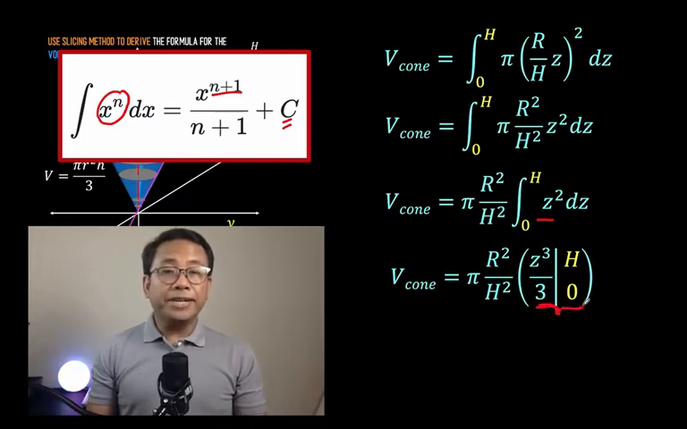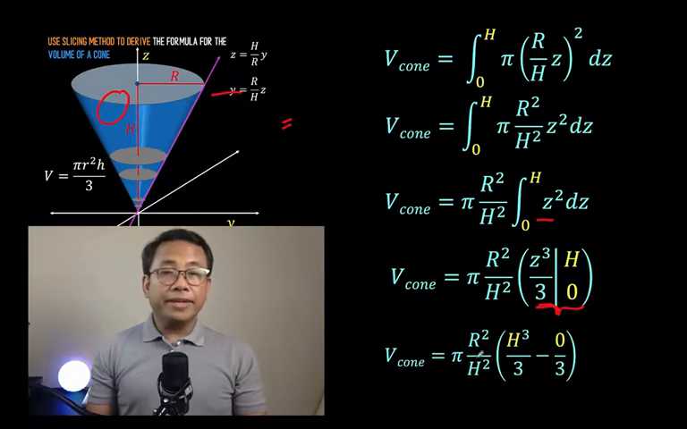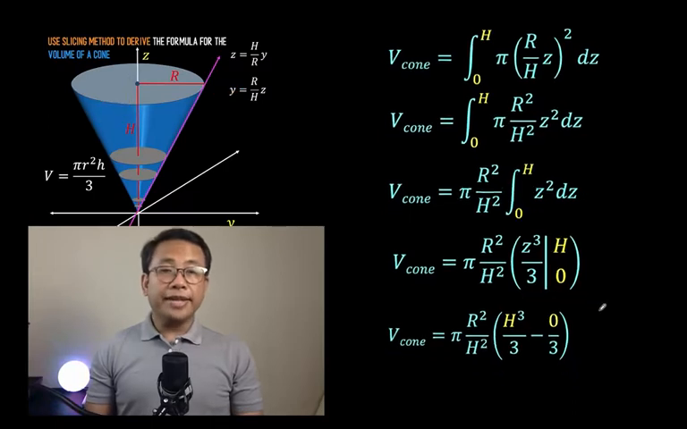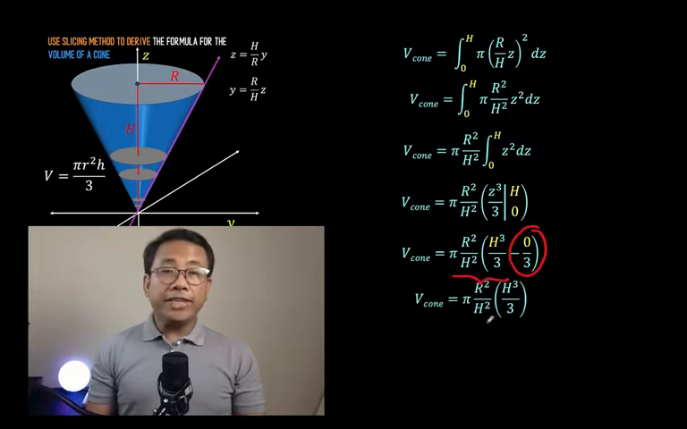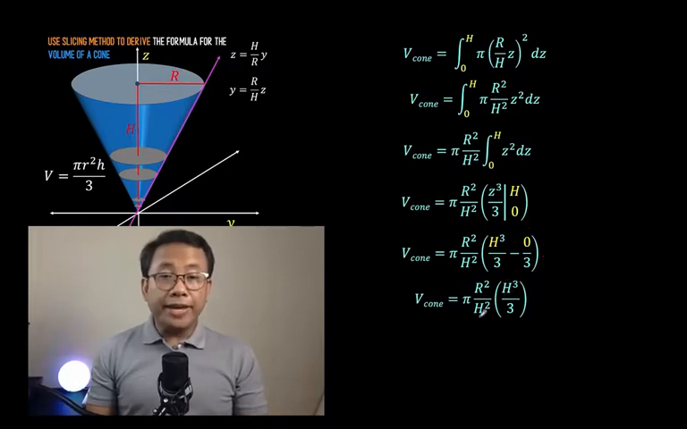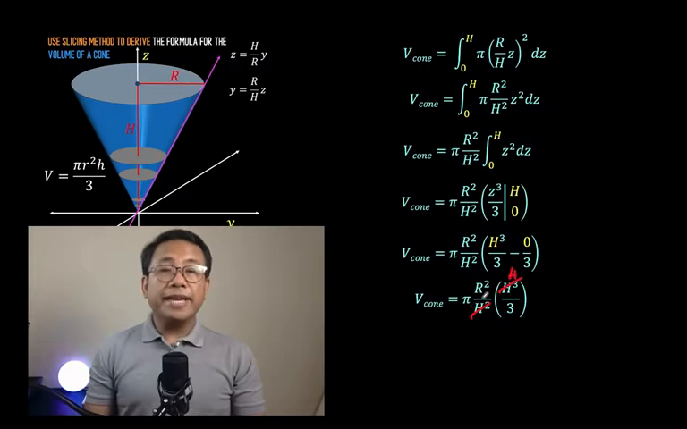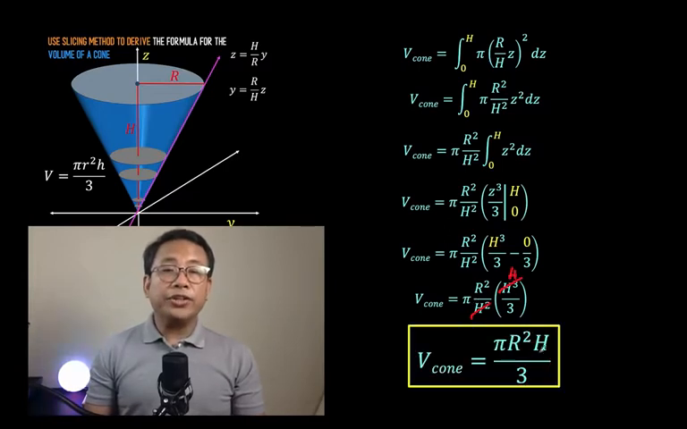Then, evaluating this part here, we copy this constant pi R squared over H squared, then substitute H for z to have H cubed over 3 minus substitute 0 for z to get 0 cubed over 3. Then let's continue. This part here is just 0, so we only have this part, pi R squared over H squared times H cubed over 3. Now H cubed divided by H squared is equal to H. So what's left is pi R squared H over 3.